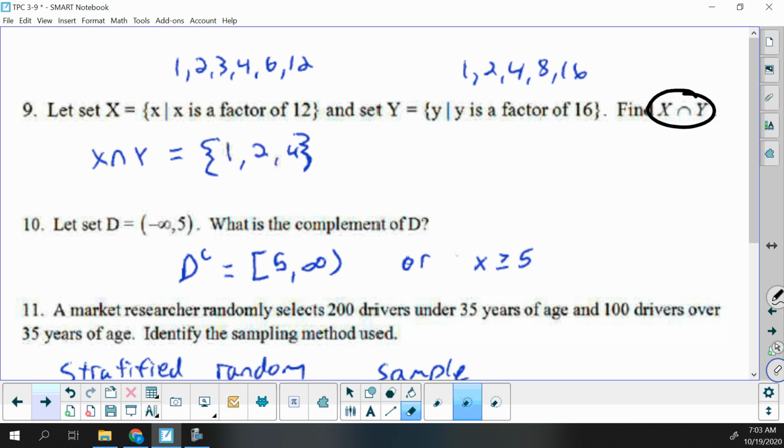Your complement of D, so D with the complement, there are two ways you can write it. You can do interval notation with a square bracket on 5 going to infinity, or saying x is greater than or equal to 5. Those mean the same thing.